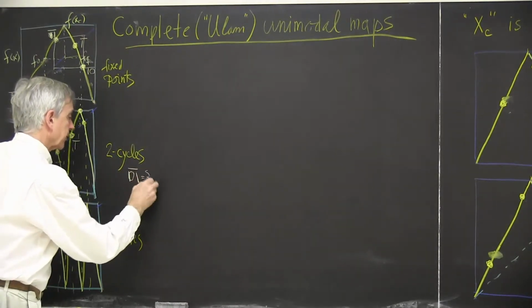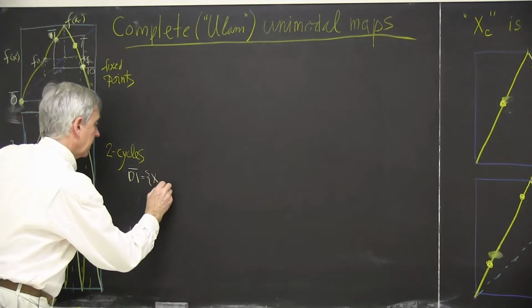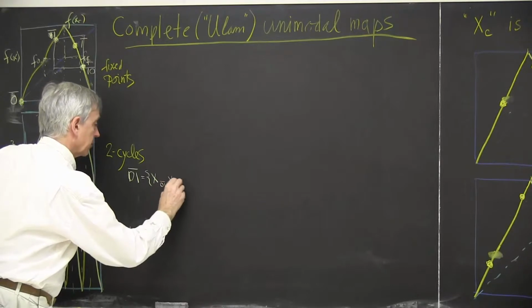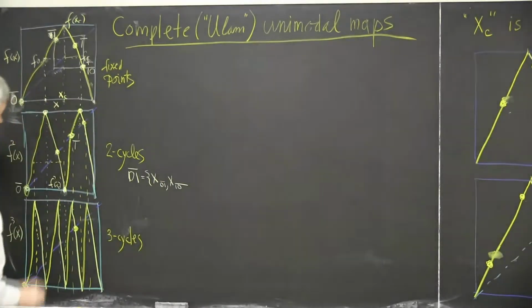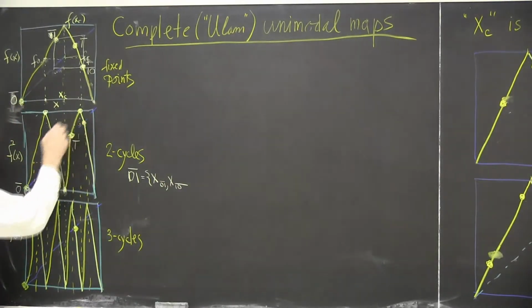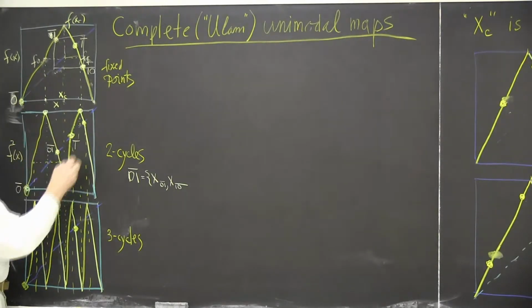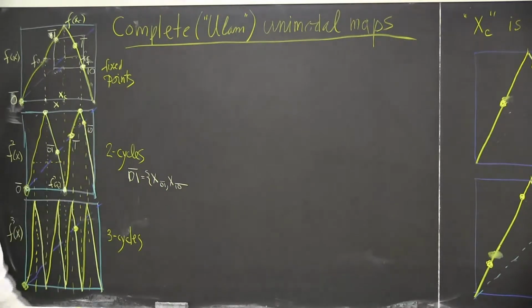So we'll get only a 2-cycle, which consists of 2 points: x, 0, 1 repeated forever, and x, 1, 0 repeated forever. And we can just read them off from here. So this is 0, 1 repeated forever. This is 1, 0 repeated forever.